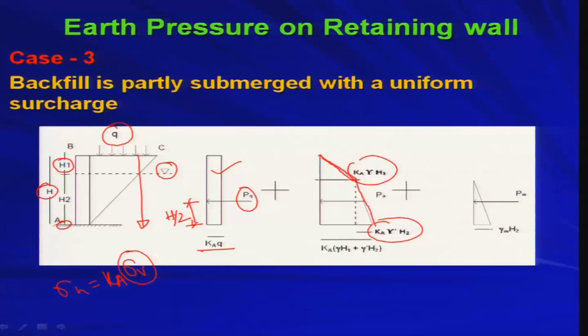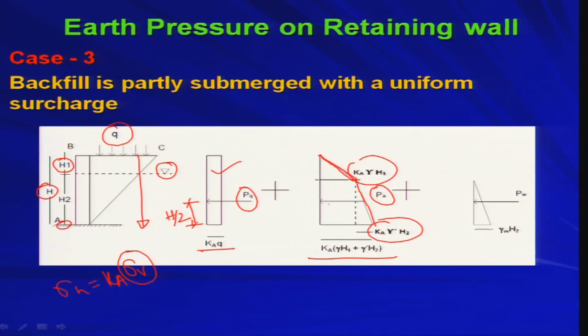So, if you want to calculate the total active thrust, that will be nothing but the area of this bilinear distribution. And at the bottom the total pressure will be Ka into gamma H1 plus Ka into gamma prime H2, that is the total pressure acting at the base of the wall. So, this Pa is the total thrust. Now, how will I find out the line of action or the point of application of this Pa? You have to find the Cg of this bilinear distribution, and you know how to do that from your mechanics of solids or strength of materials course, right. So, you find the Cg and that will be your point of application of Pa.